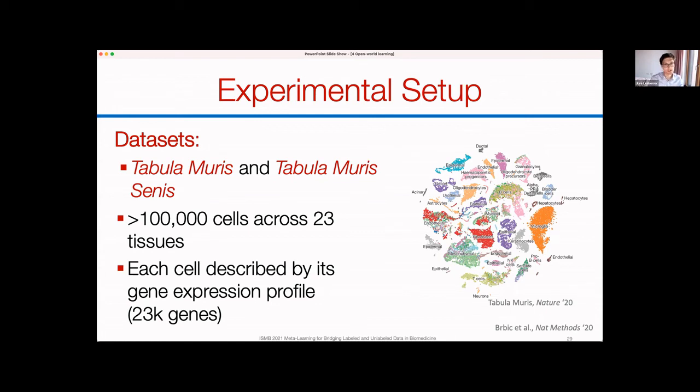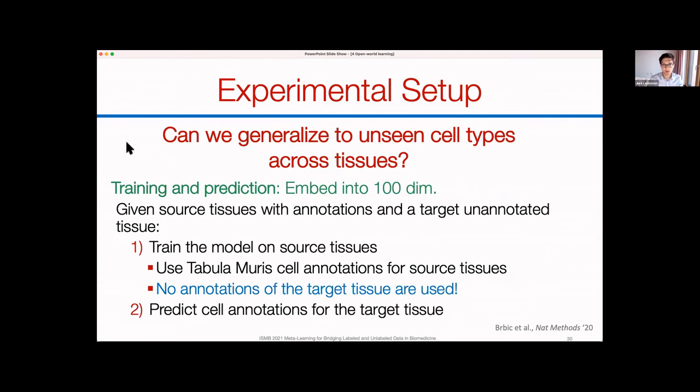So the question that we wanted to ask in this Mars method is, how do we generalize, how do we build machine learning methods that can learn on some existing data and then be able to generalize to unseen cell types, to new tissues? And here we are going to do the training and prediction, where we want to take these 23,000 dimensional gene expression vectors and reduce dimensionality to 100 dimensions, right? We want to have neural networks that learn this 100 dimensional embedding for every cell.